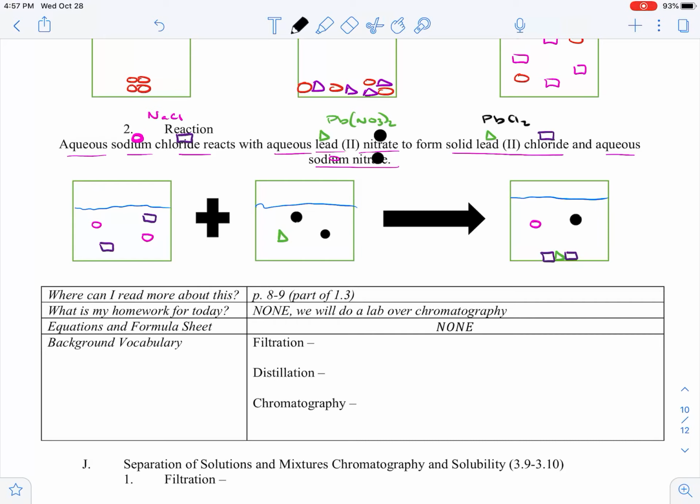We'll get more practice with that, like I said, in stoichiometry. But hopefully this will help us for where we're at right now.